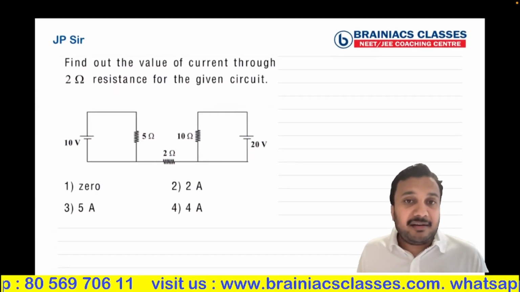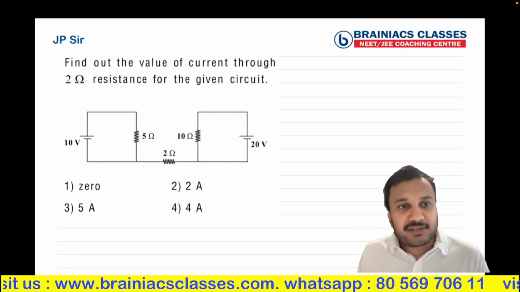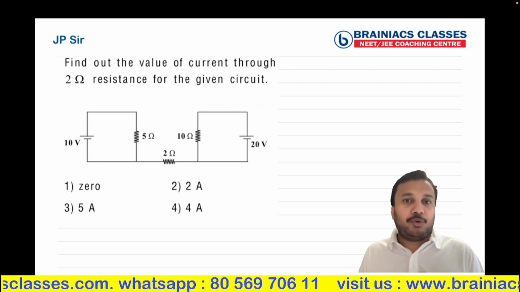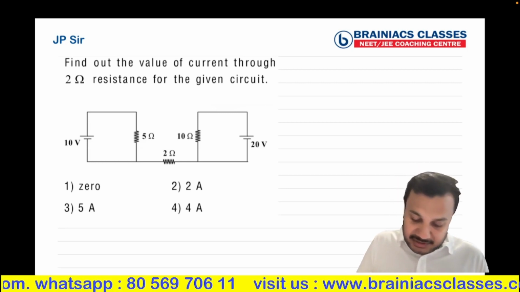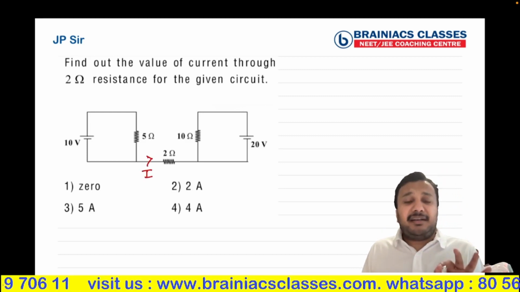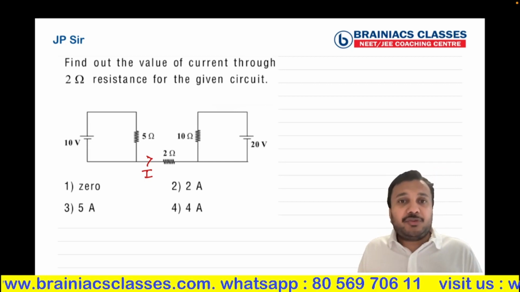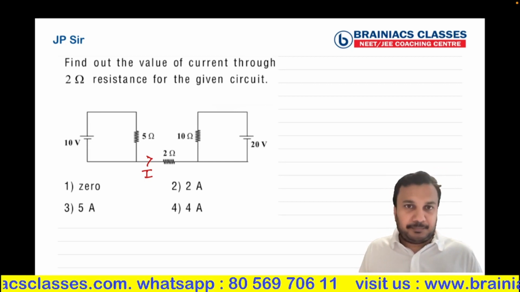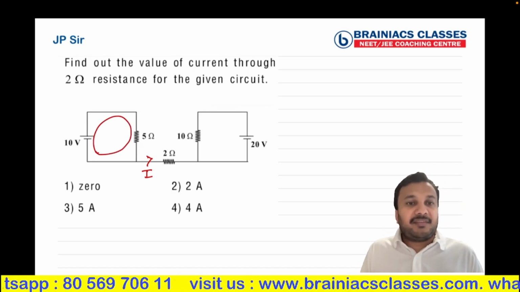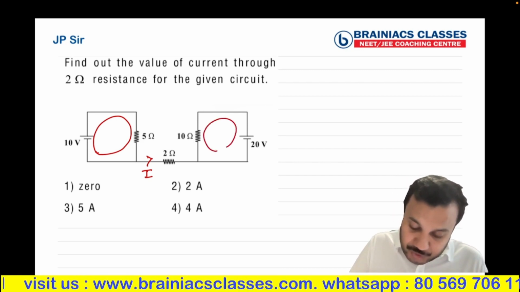Find out the current through the 2 ohm resistor for the given circuit. So we have a 10 volt, 5 ohm, 2 ohm, 10 ohm, 2 volt battery. They're asking what is the current flowing through the 2 ohm resistor. One fundamental principle we have to analyze: current is always flowing through a closed circuit. So this is a closed path. Okay, there is no open space. It is completely closed.